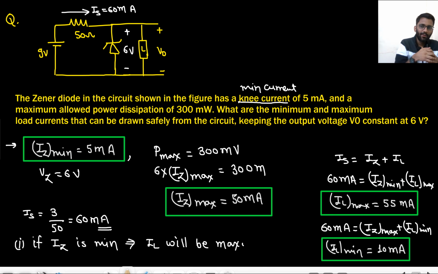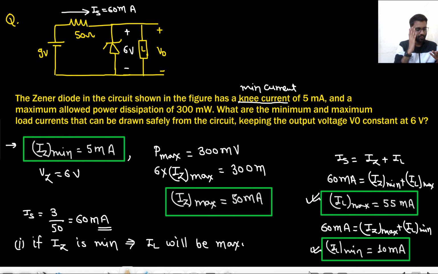Are you getting my point? What did I do? First I found out what is the minimum and maximum current in the Zener diode. Minimum current in the Zener diode is 5 milliampere. What is the maximum current in the Zener diode? That is 50 milliampere. So from 5 to 50 you can have the current in Zener diode. Now there is a constant current 60 milliampere coming from this side. So if my Zener is having 5 milliampere current, that means my load will have 55 milliampere current, right? If my Zener is having 50 milliampere current, that means my load will have 10 milliampere current. That's it. Very easy question, right?